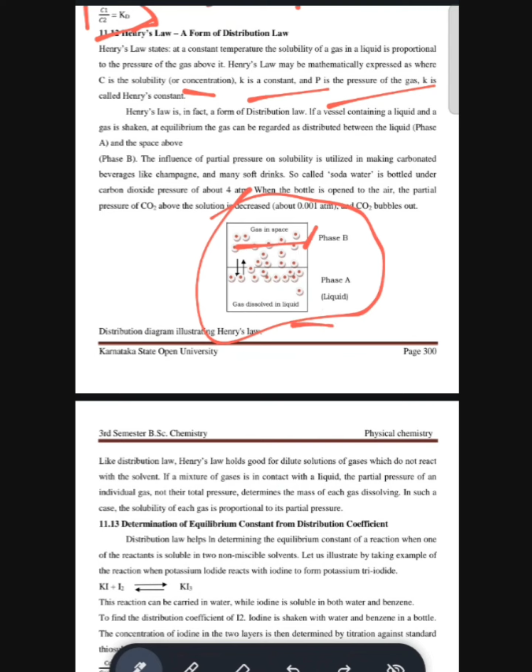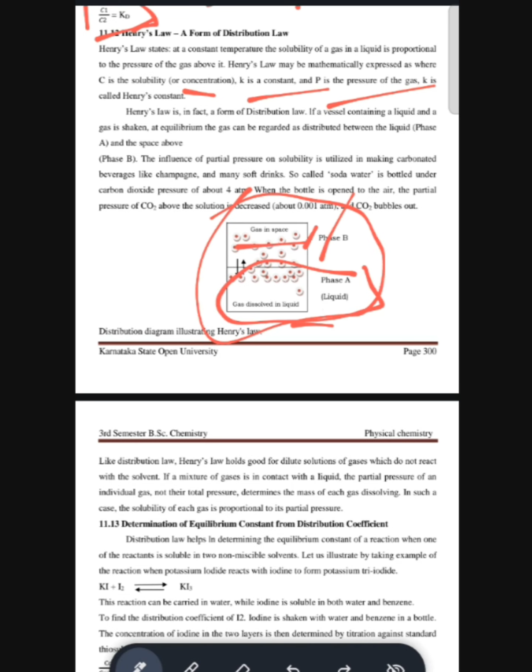The liquid settles down in the bottle. As soon as the bottle is opened, gas will come out. That is the example for Henry's law. Gas and water are equally distributed in the closed bottle. When it is open, the carbon dioxide or gas bubbles out. So at a certain pressure, it is equally distributed. When it is open, the liquid settles down and the gas comes out. That is Henry's law.